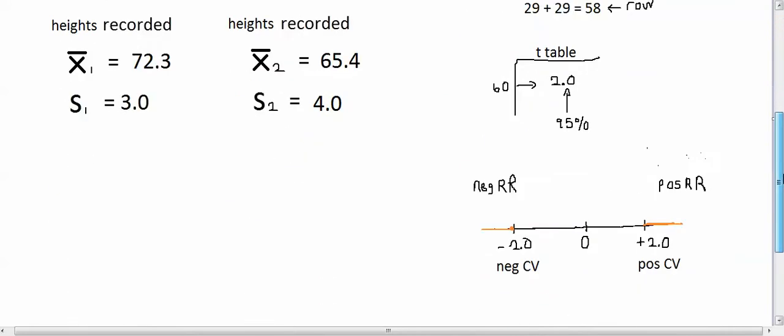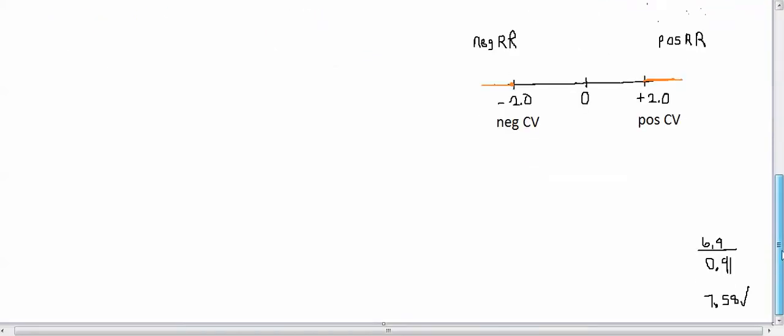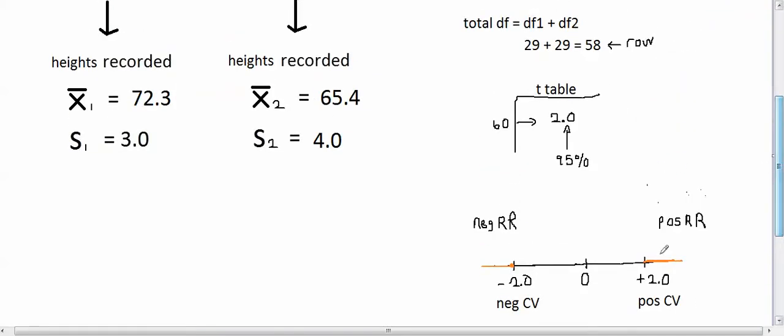The t-score that we calculated came out to, let's see, 7.58, which is out here above positive 2. So this is our t-score out here, which means that we're in the positive rejection region.